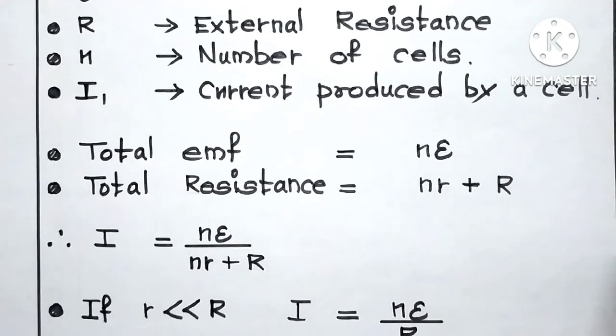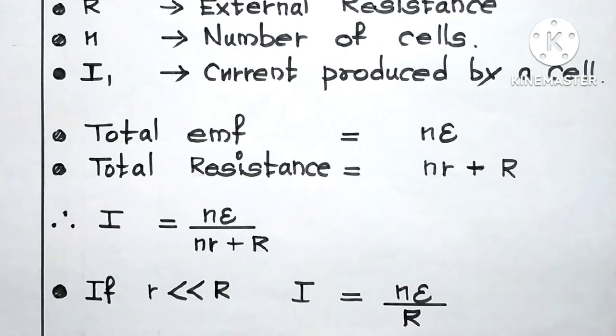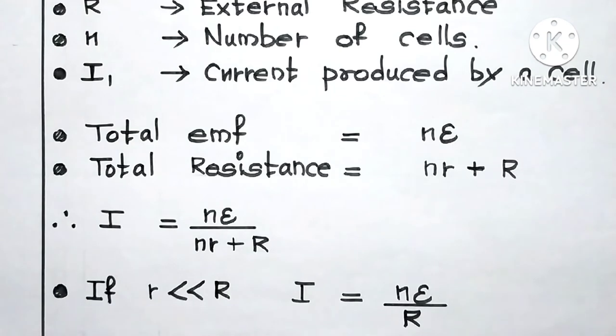Therefore, current I is equal to, from Ohm's law we know that V is equal to IR. Therefore, I is equal to V by R. Here in the place of V, we have written the total EMF n epsilon, and in the place of R, we have written the total resistance nr plus R.